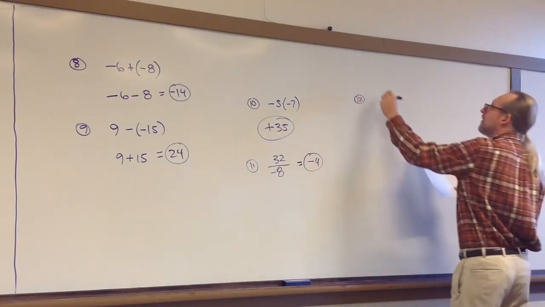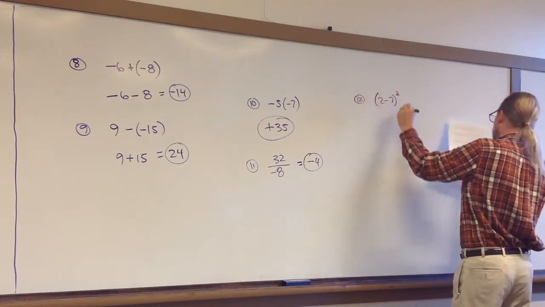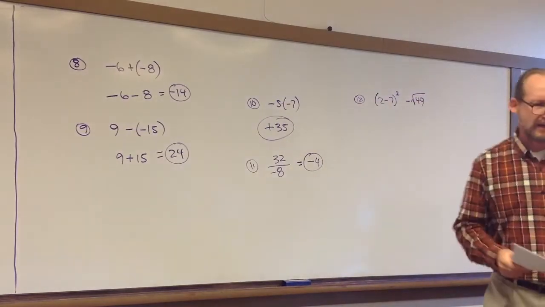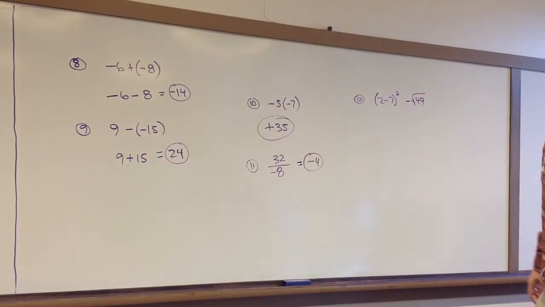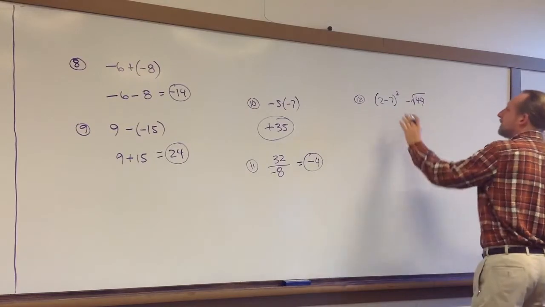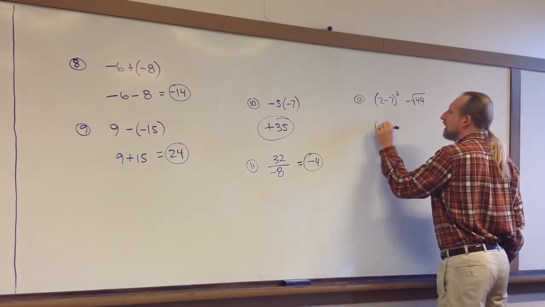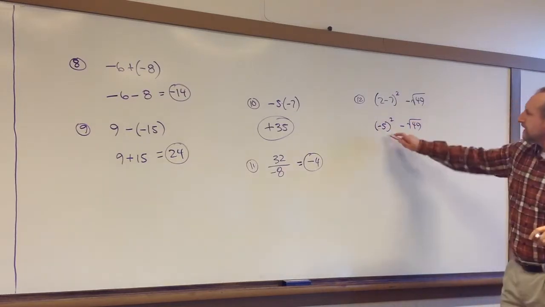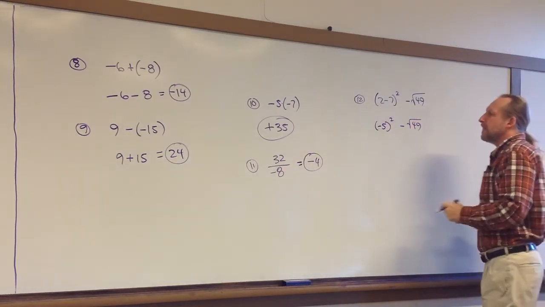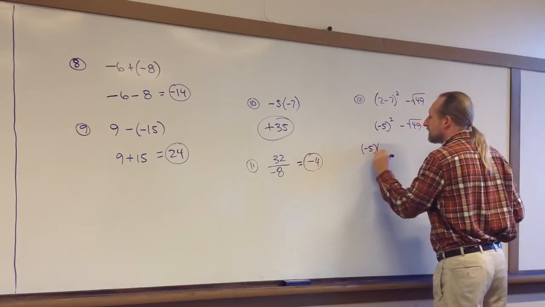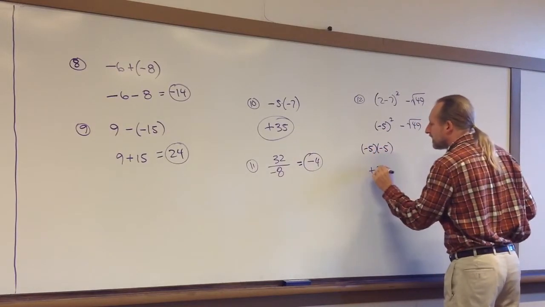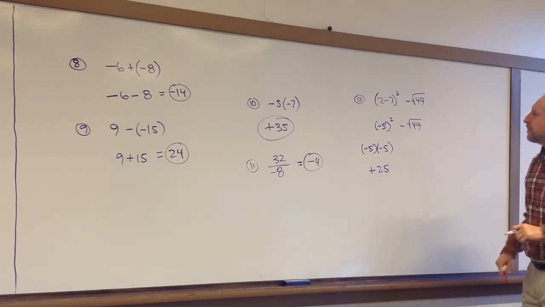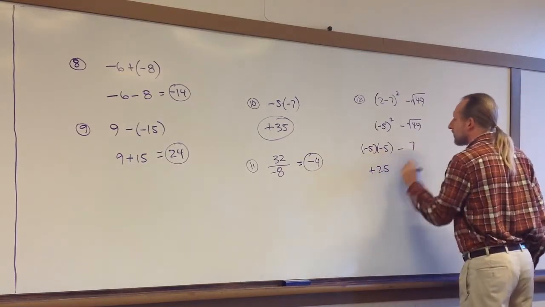Okay, problem 12. 2 minus 7 squared minus the square root of 49. Okay, so we want to work inside the parentheses first. 2 minus 7 is -5. And then -5 squared. You really have to be careful here, right? Squaring something means to multiply it by itself. When you multiply -5 times -5, you'll get a +25.